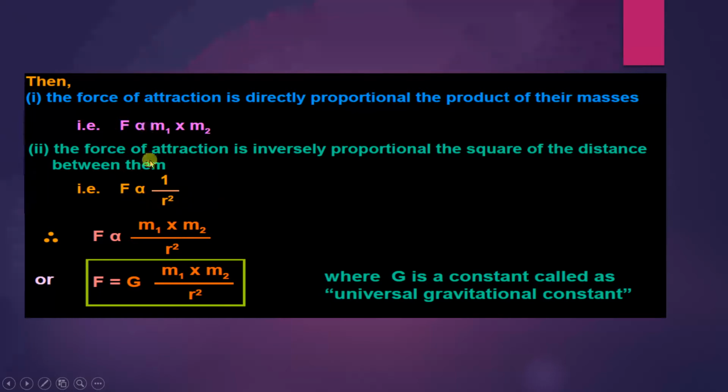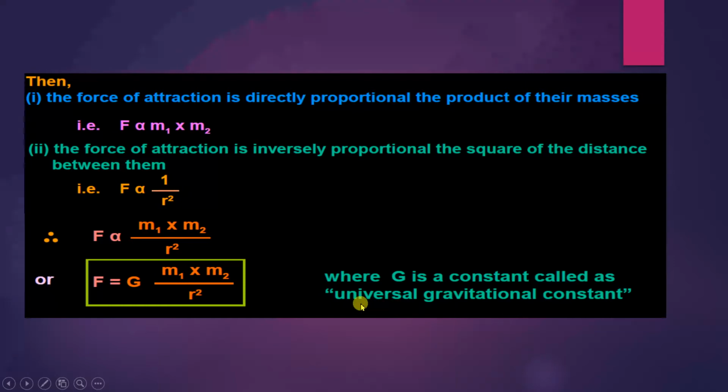Now if we combine these two terms, these two parts of the definition, then we get F, this gravitational force, is directly proportional to M1 M2 over r square. Now in order to remove this proportional sign and to replace it with equal to sign, we always put a constant, and here the constant is g. Okay, so we will write here F is equal to g M1 M2 over r square, where g is constant and we call it as universal gravitational constant.